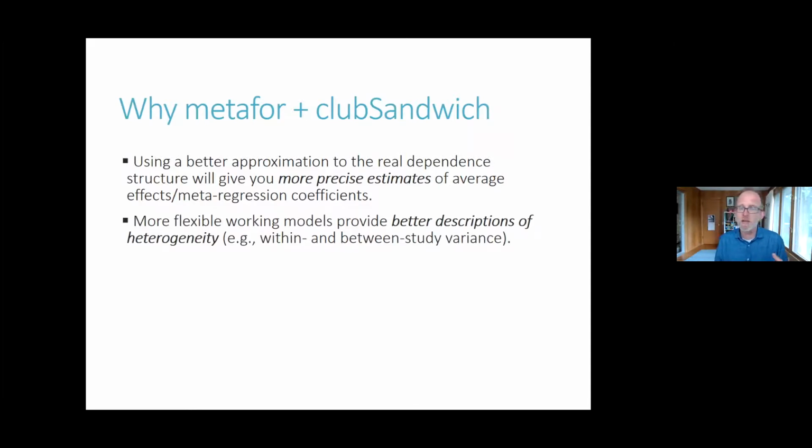A further advantage is that using these more flexible working models gives you a better description of the structure of heterogeneity in your effect sizes. For example, you can talk about both between and within study variance in the true effect sizes. That's useful descriptively and as a guide to model fitting. If you identify, for example, that you've got a lot of within study variation in the effect sizes, you can look to find some additional moderators that explain that within study variation, to yield a better predictive model.